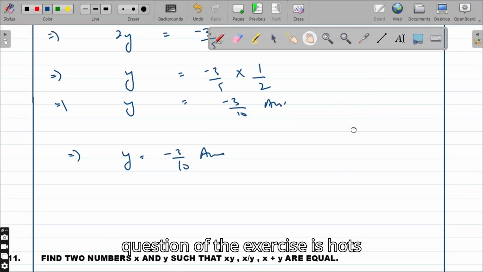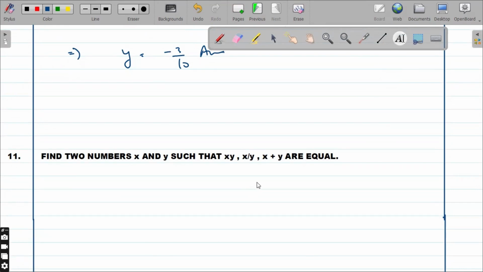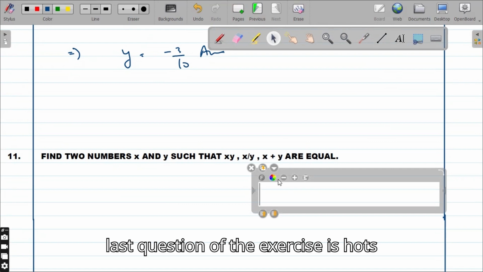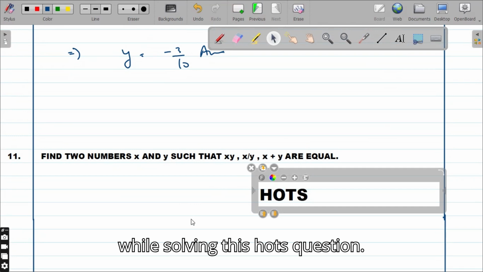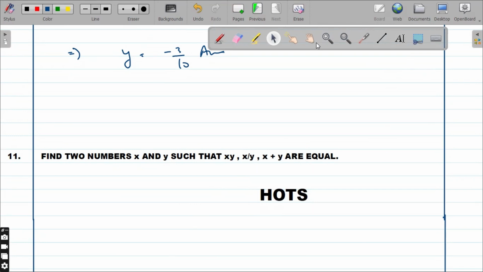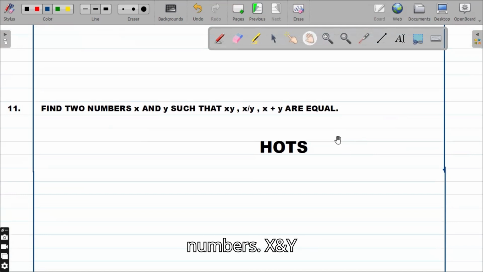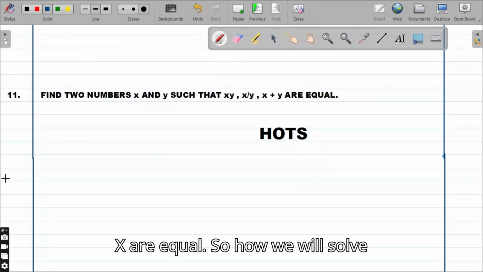So the last question of the exercise is a HOTS question. Be considerate while solving this HOTS question. The question is, find two numbers x and y such that x into y, x divided by y, and x plus y are equal.